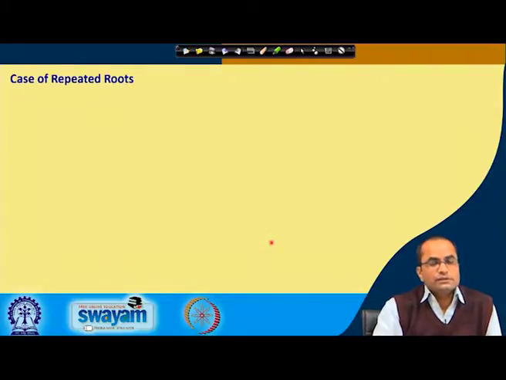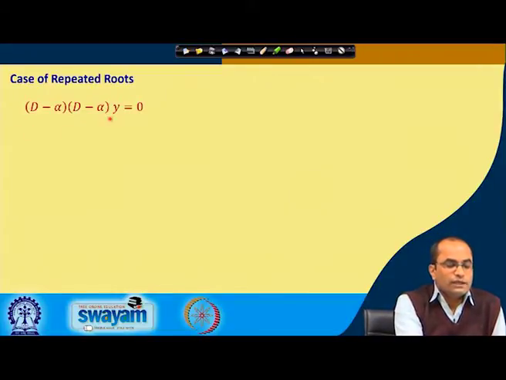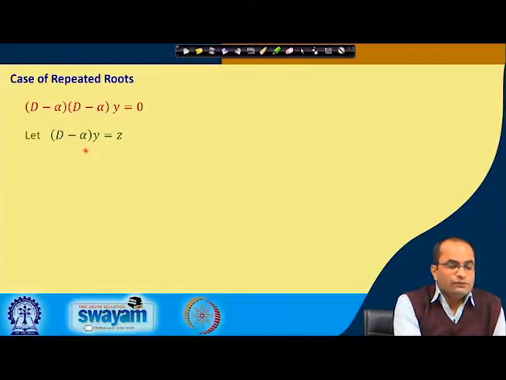Next, we will discuss the case of repeated roots, that is, what will happen if we have repeated roots, and again we will consider the case of the second order differential equation. In this case, we can factorize the differential part with d minus alpha, because we have now considered the same root alpha. And now, we will use a trick here.